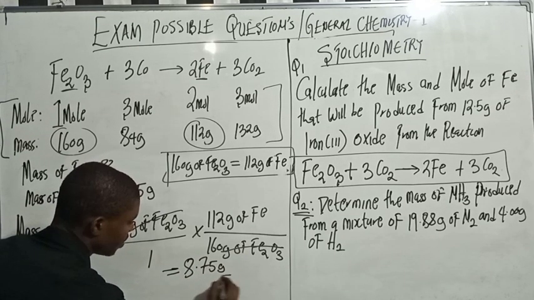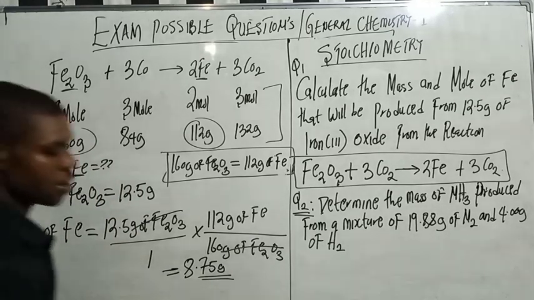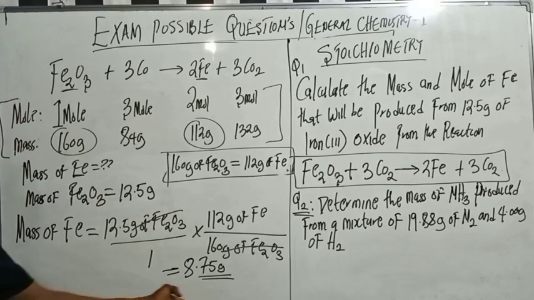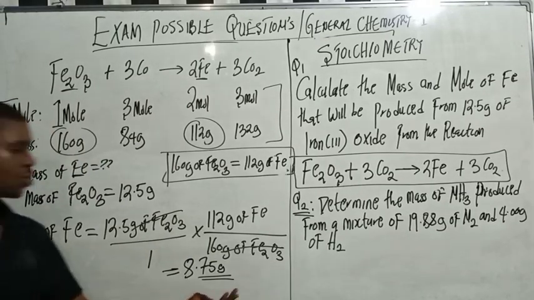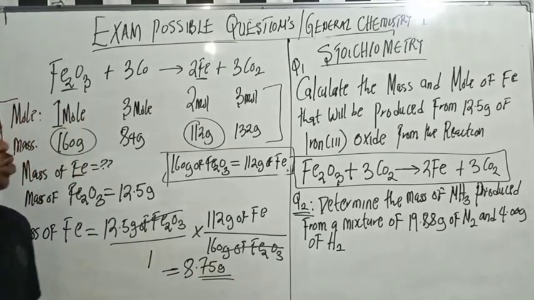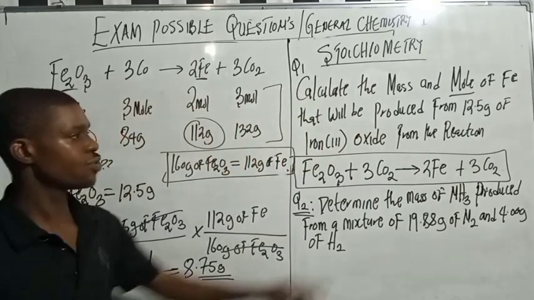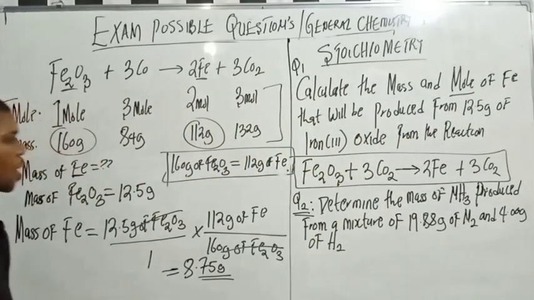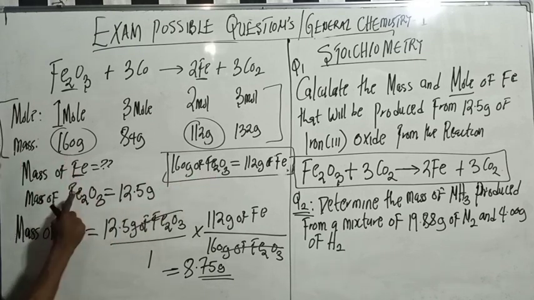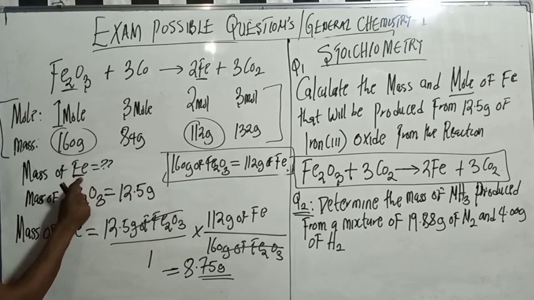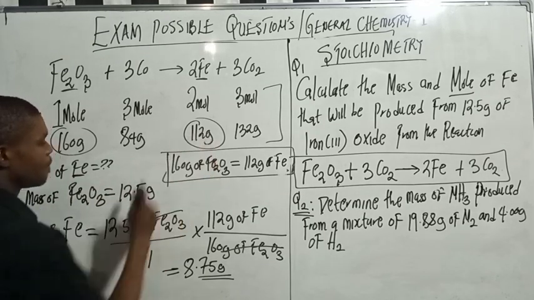8.75 gram. That is the answer. So the mass of iron produced in the reaction is 8.75 gram. Do you understand? The next one to look at is the mole of Fe produced, using the same mass here. So know your relationship here. The main reason I use one here is because the mass of iron they want us to look for is 112 grams.